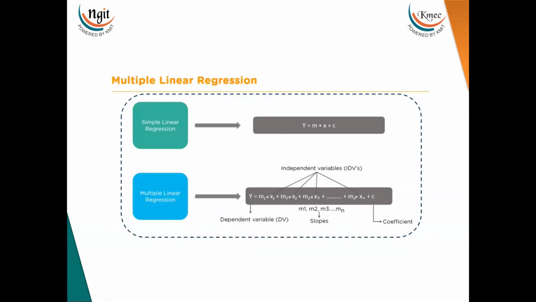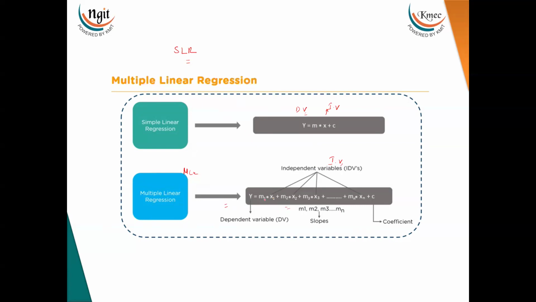Coming to the types of linear regression, till now what we discussed is simple linear regression, which is represented by y equal to mx plus c. The next one is multiple linear regression. Simple linear regression has only one independent variable and one dependent variable, whereas multiple linear regression has more than one independent variable and a single dependent variable. That is the difference between simple linear regression and multiple linear regression.